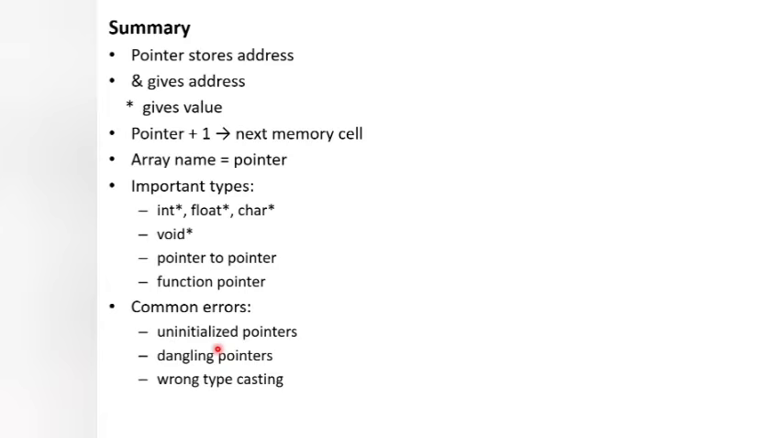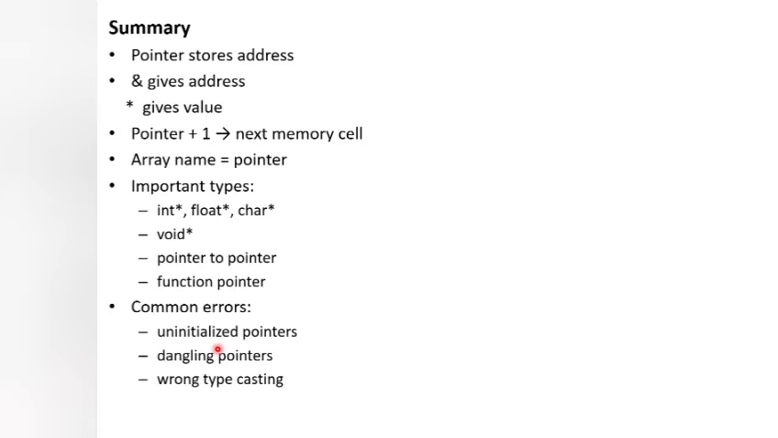As a summary, a pointer is a variable which stores the memory address of another variable. We have two operators in pointers. One is ampersand, another one is star: the address-of operator and the dereference operator. A pointer is able to perform arithmetic operations. We can increase or decrease. That means we can move forward or go back in the memory locations. In an array, we can just give the array name to the pointer. That is enough.